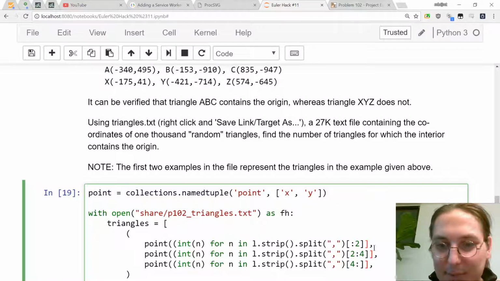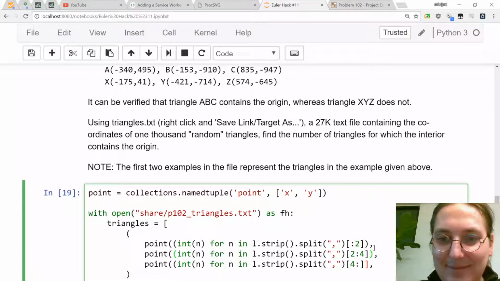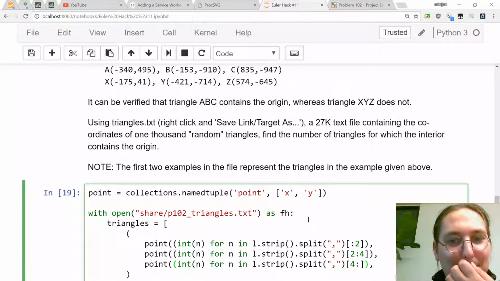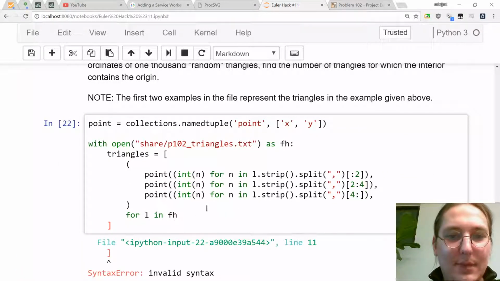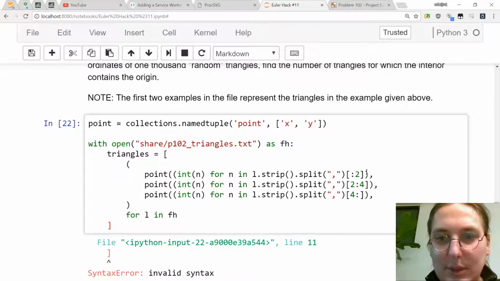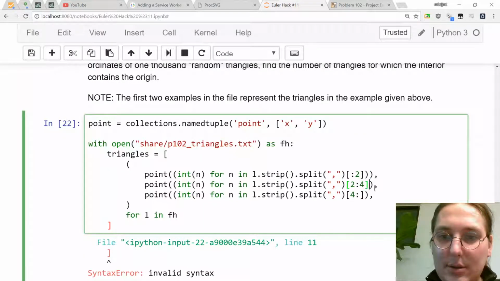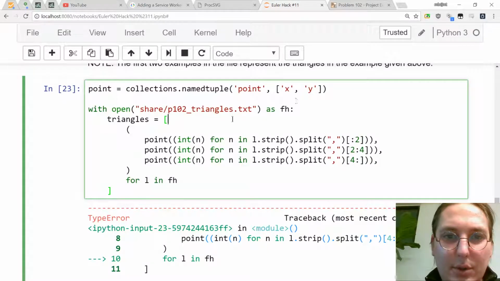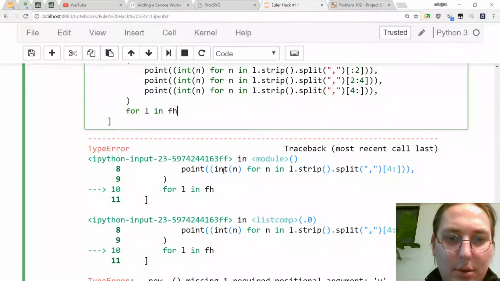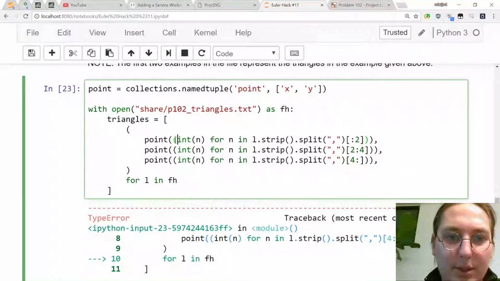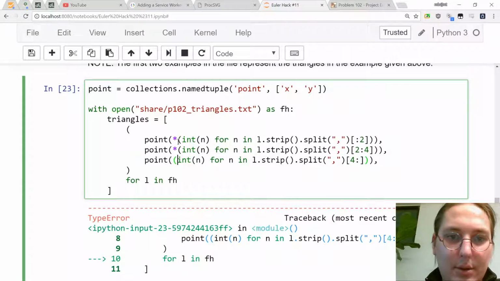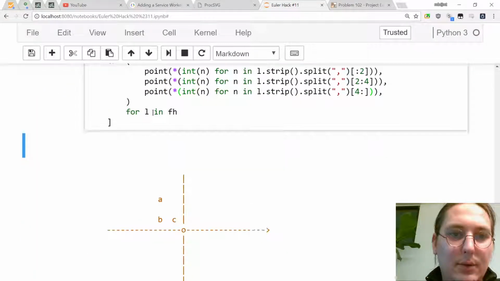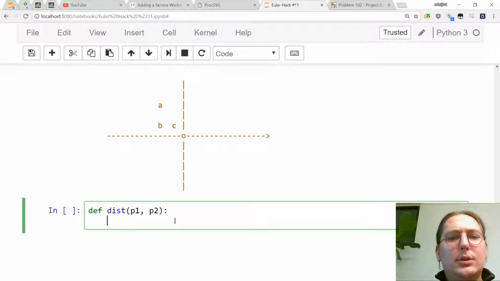My magic fails me. Okay. Yeah. Where did I go wrong? Oh, right, star. Very good.